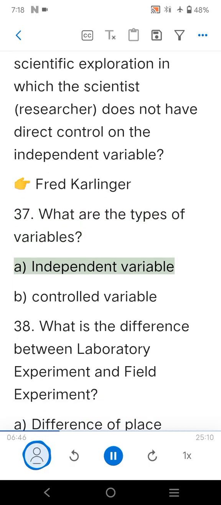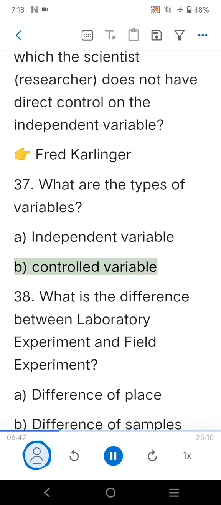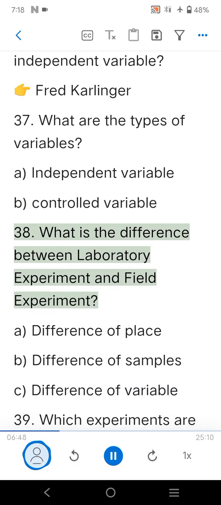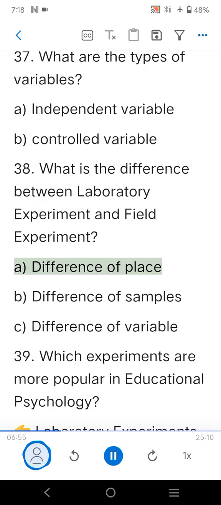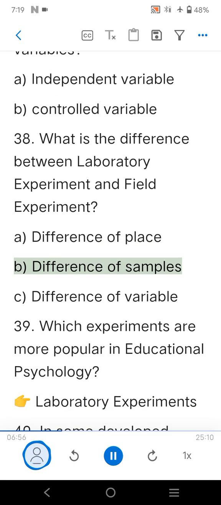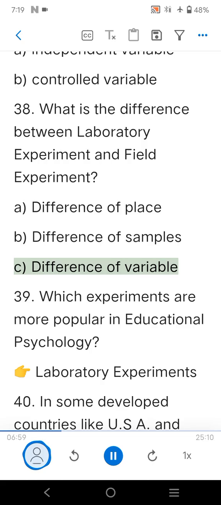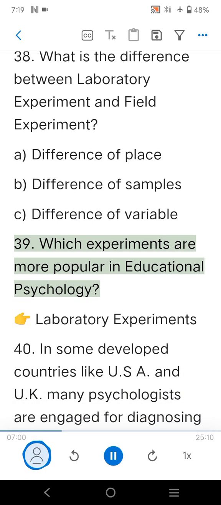37. What are the types of variables? A. Independent variable. B. Controlled variable. 38. What is the difference between laboratory experiment and field experiment? A. Difference of place. B. Difference of samples. C. Difference of variable.